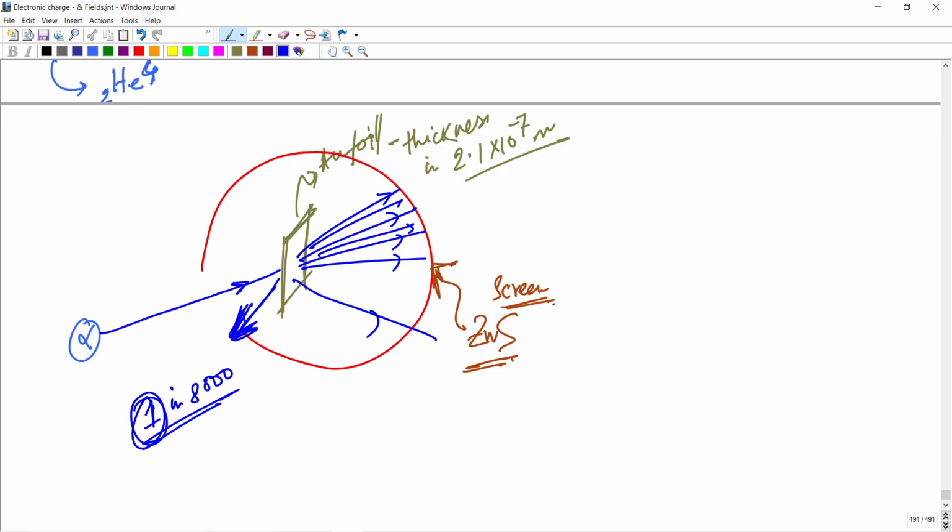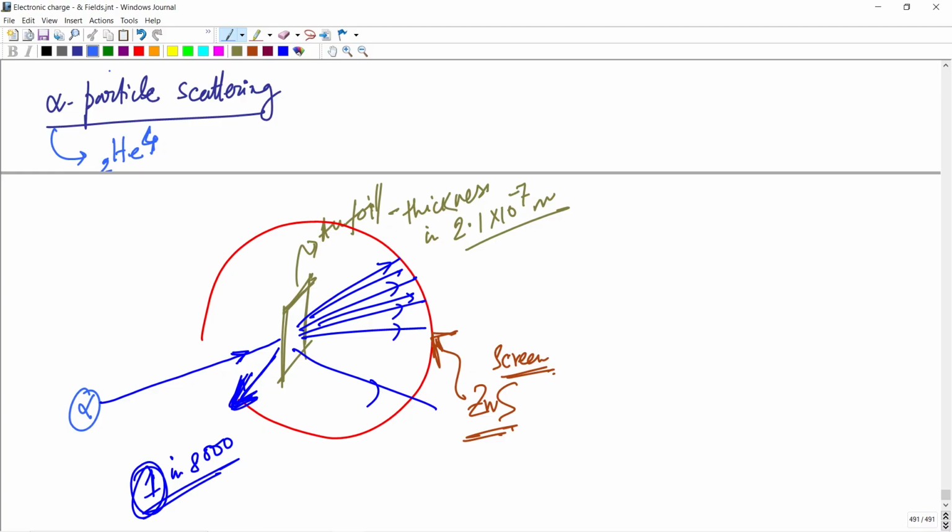Okay, so Geiger and Marsden use an alpha particle. Actually, sorry, they do not use helium. They actually use bismuth. Helium is also an alpha particle, but they actually use bismuth.